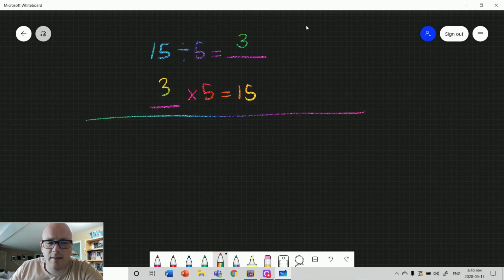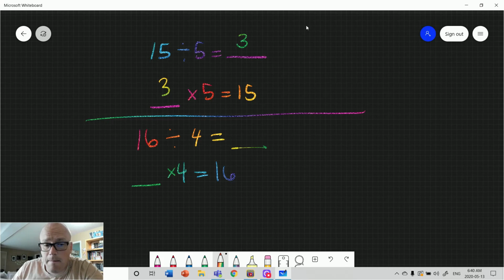Let's look at another one. Okay? Let's look at 16 divided by 4 equals, I don't know, but I do know that something times 4 equals 16, because again, these work in opposites. If I'm going this direction for division, I just write the question in the opposite direction for multiplication. So, what times 4 equals 16?